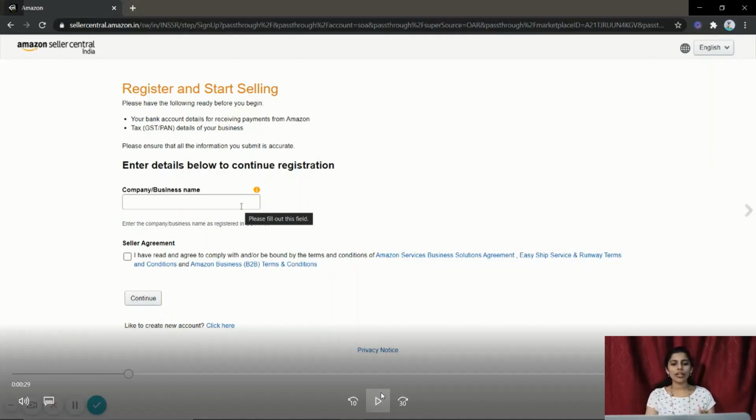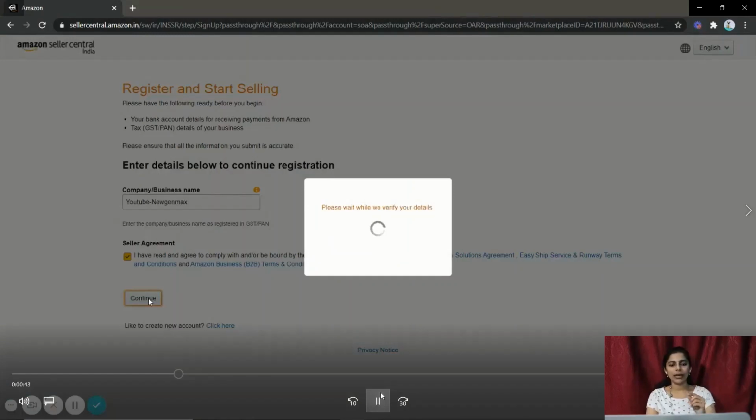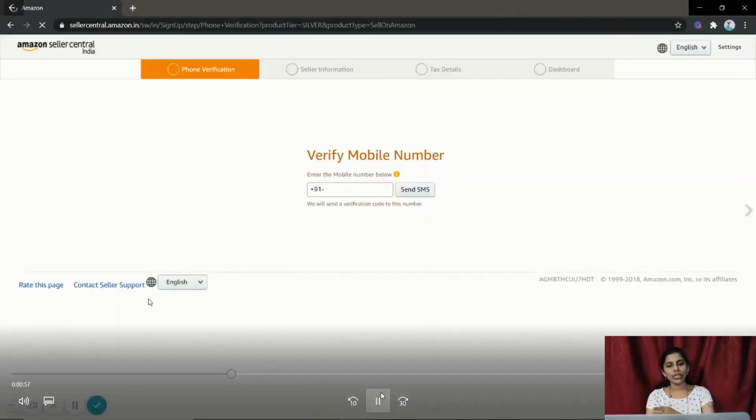On the next page, you have to enter your company or business name exactly as per GST records. In case you don't have a GST, just enter your company name. If you have a GST, go to the GST PDF file and enter the same name, agree to the terms and click on continue. Once you have done that, it will navigate to the next page. It is actually verifying all the details here. Once this is done, it will go to the next page.